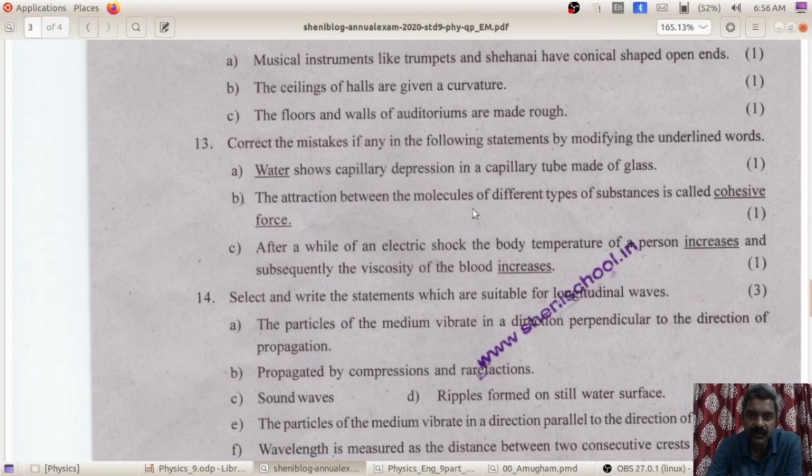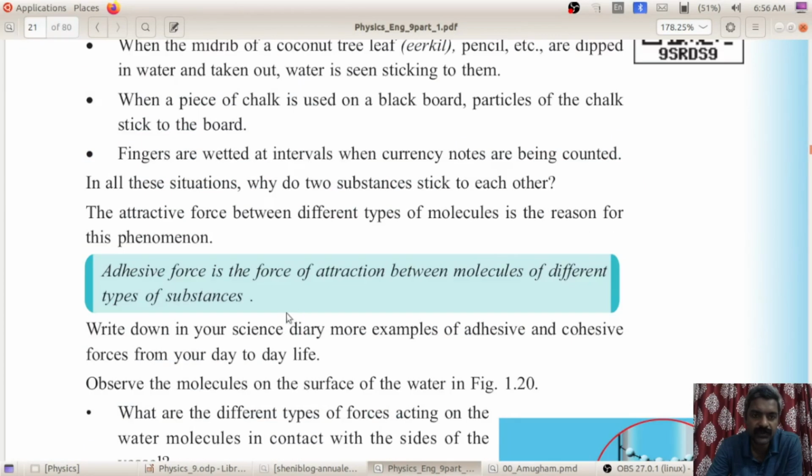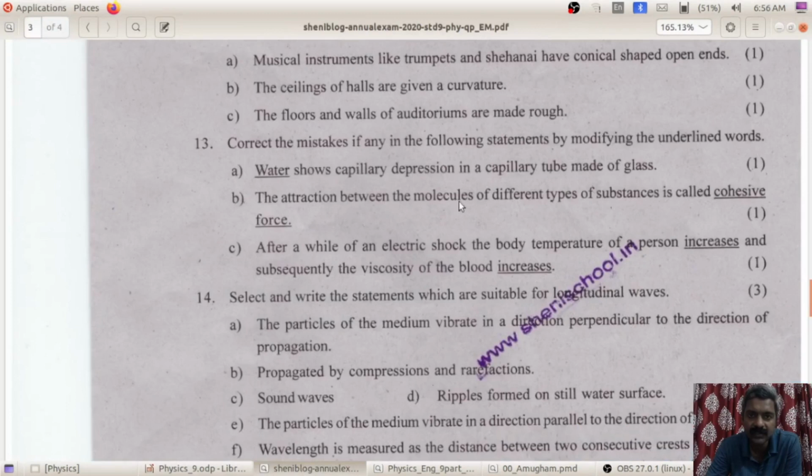The attraction between the molecules of different types of substance is called cohesive force. The attraction between the molecules of same type is called cohesive force. Adhesive force is the force of attraction between molecules of different types of substance. So the attraction between the molecules of different types of substance is called adhesive force.